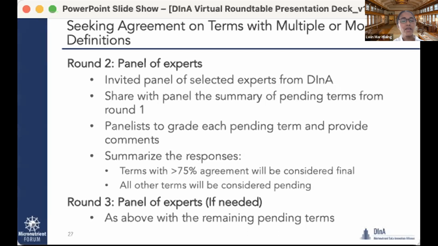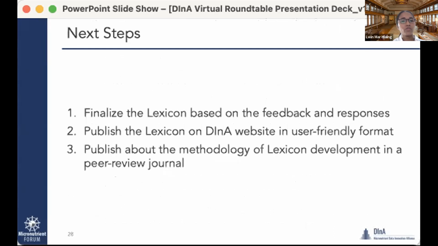We are optimistic to have a final consensus by two rounds, but if still needed, we will continue with round 3 of the expert panel following the same procedure as mentioned in the second round. And then the next step, next slide, please. Our next step will be to finalize the lexicon based on the feedback and responses from round 1 and round 2, or if needed, round 3 of the expert panel.